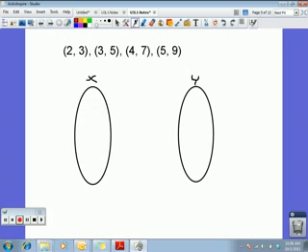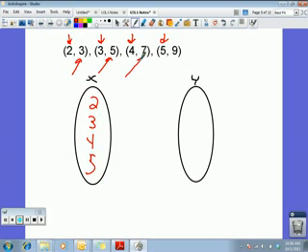So the first thing I want to do is look at my X's, and I'm going to put those in my mapping. And you don't repeat any numbers that repeat. So I'll just have 2, 3, 4, and 5 on my X side. And then putting in order, I'm going to look at my Y. So remember, the second coordinate is your Y. I'm putting it in here. So we'll go 3, 5, 7, and 9.